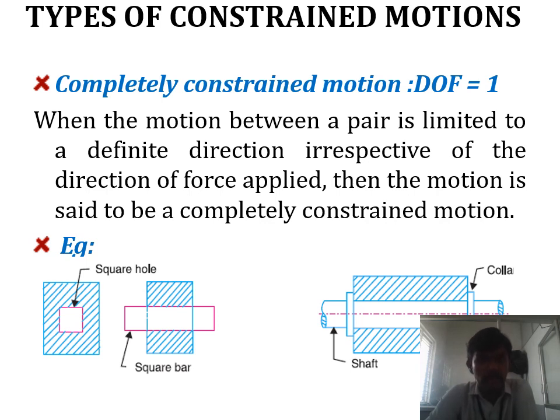Next, we see the types of constrained motion. Completely constrained motion has one degree of freedom. Here the example is a part having a square hole. The square bar is inserted into the square hole, so it has freedom only in one definite direction.